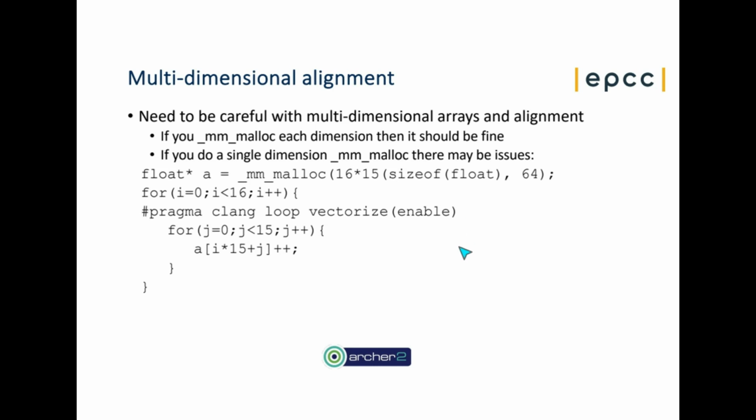Be careful with multidimensional arrays. If you do an mm_malloc for each dimension, you should be fine. If you just do a single dimension one, then you can run into problems. If you've got an array that's effectively 16 times 15, then when you come to the inner loop, things might not be aligned correctly.